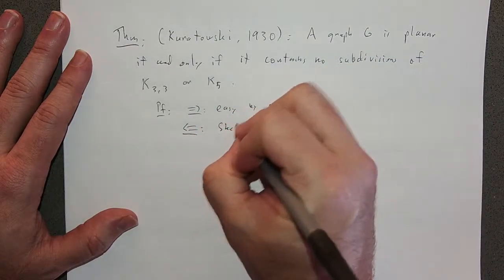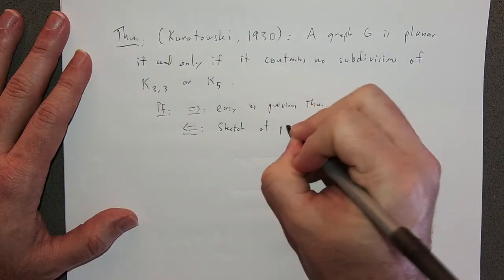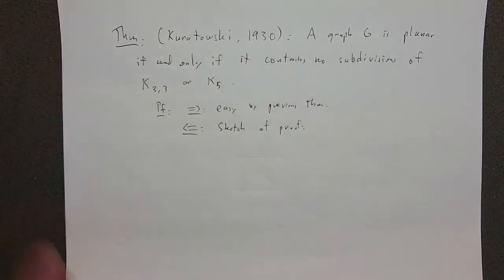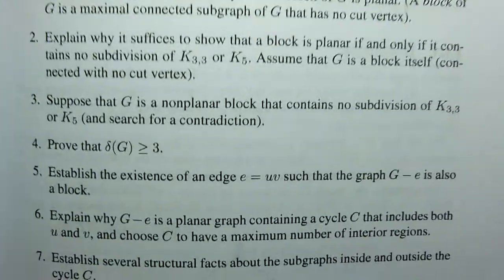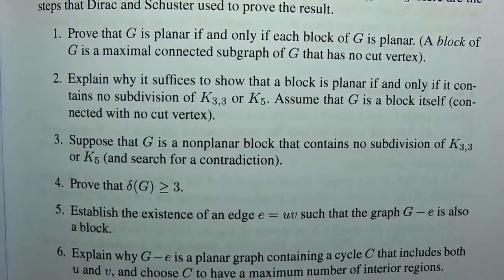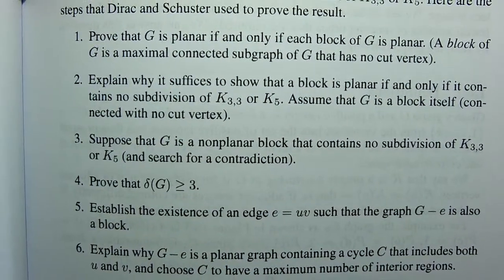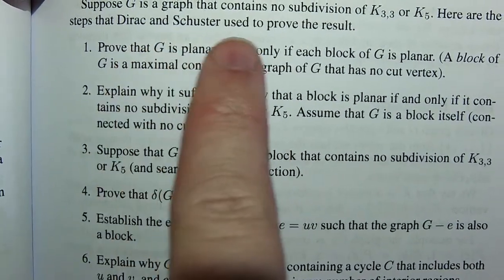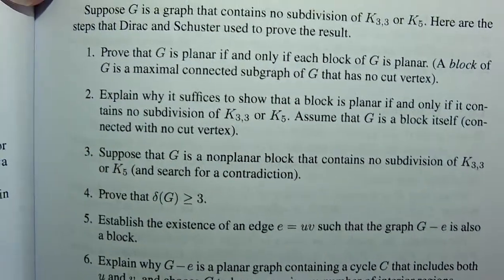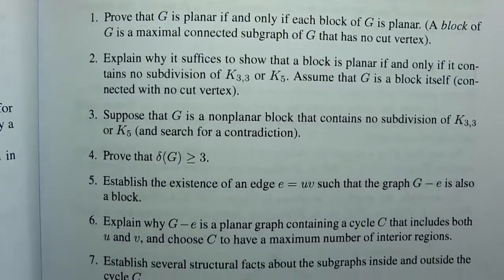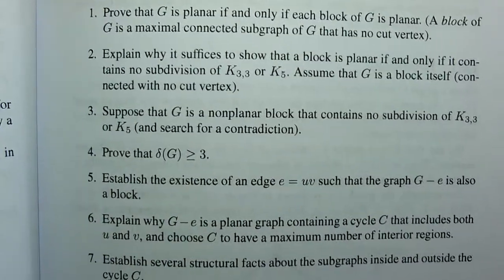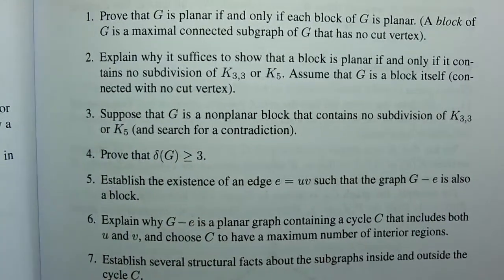We're not going to do the whole proof. We're just going to sketch how the proof goes. So to do that, I'm not even going to write the steps. I'm just going to show you the steps that are in the textbook here, because this lays out how this proof goes. So this was not Kuratowski's original proof, I think. In the 50s, Dirac and Schuster used the following proof to simplify the arguments here. So this is not the original proof due to Kuratowski.